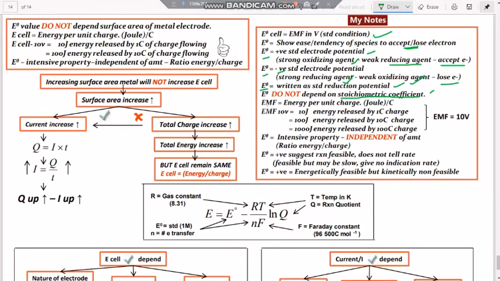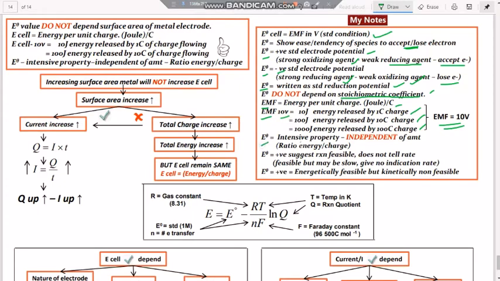Another point is that EMF is nothing but energy per unit charge, that is joule per coulomb. If EMF is 10 volts, what is the meaning of it? 10 joules of energy is released by 1 coulomb of charge, 100 joules of energy is released by 10 coulombs of charge, and 1000 joules of energy is released by 100 coulombs of charge. That means EMF is 10 volts. That is the meaning of 10 volts.